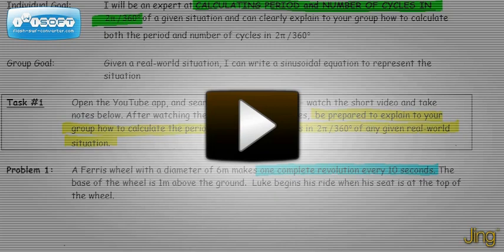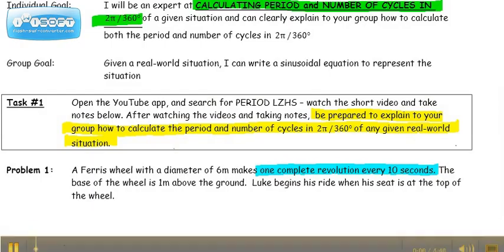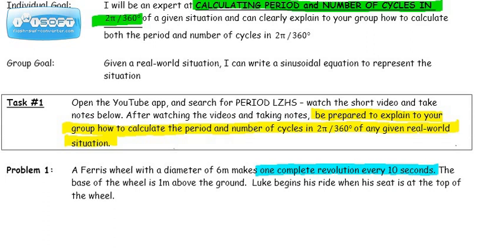You're going to learn how to be an expert at calculating the period, and thus the number of cycles in 2 pi or 360, which we also refer to as b in our sinusoidal equation. It's the coefficient in front of x or theta in the equation. So after watching the video, be prepared to explain to your group how to calculate the period, and then the number of cycles, so how to calculate b for any given real-world situation. So please pause this video and watch problem 1, and unpause it when you're ready to move on.